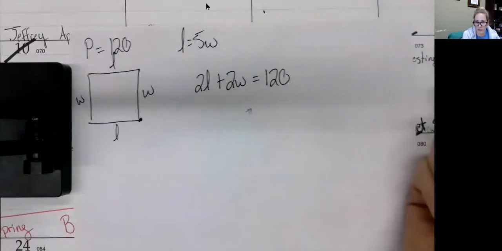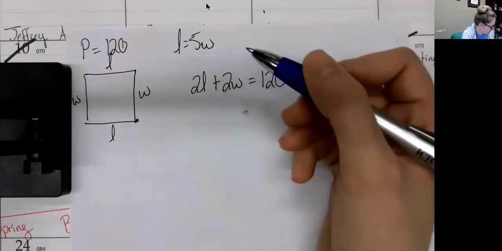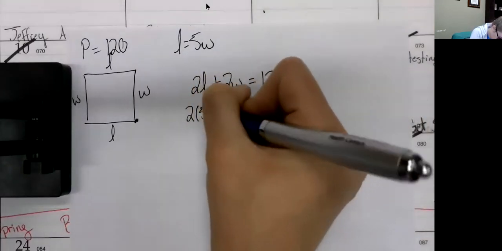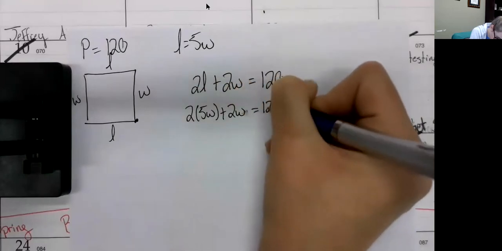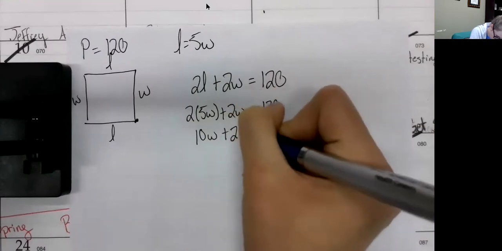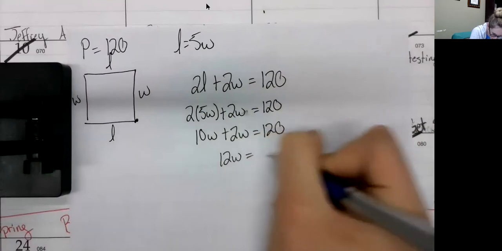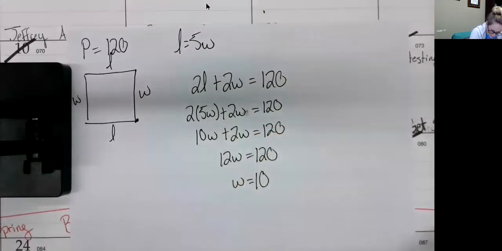And I know length equals 5 width. So I'm going to take this 5W and substitute it in for my L. So I'd have 2 times 5W plus 2W equals 120. So 10W plus 2W equals 120. So W equals 10.